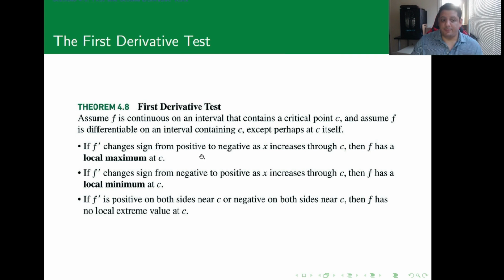Now, if f prime changes sign from positive to negative as x increases through c, then we have a local maximum. If f prime changes sign from negative to positive, then we have a local minimum. If f prime is positive on both sides or negative on both sides, then we don't have a local extremum at c. Okay? So this summarizes the ideas that we were mentioning before.